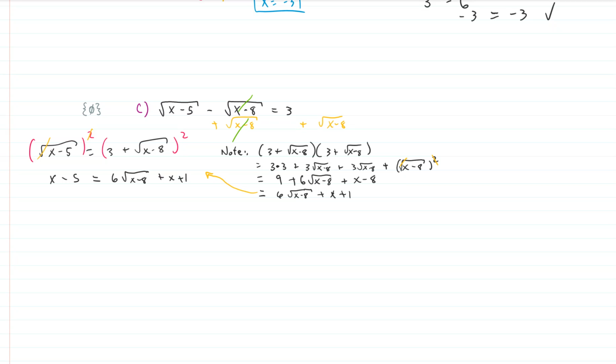All right. Well, we got rid of one radical of the 2. We just have one left, right? We just have one more. The 6 radical x minus 8. So let's do some simplifying and get everything to one side and keep that 6 times radical x minus 8 on the right. So I need to subtract x and 1 on both sides.